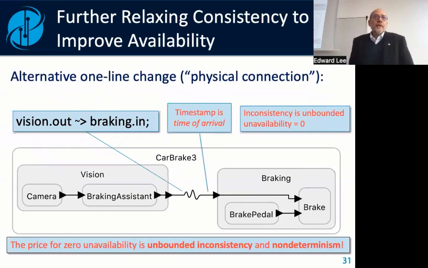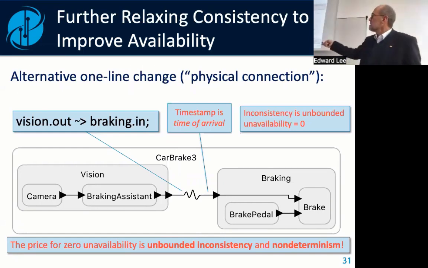You can go further in Lingua Franca and use what we call a physical connection, which the syntax is like this. You use this squiggly arrow. If you say vision.out is squiggly arrow connected to braking.in, then the timestamp at the originating end isn't even conveyed to the receiving end. Instead, a new timestamp gets assigned at the receiving end using the local physical clock.